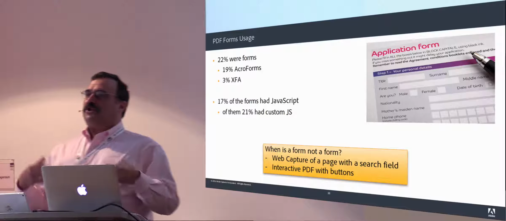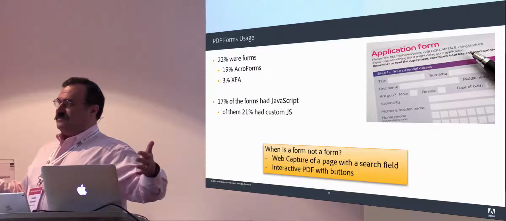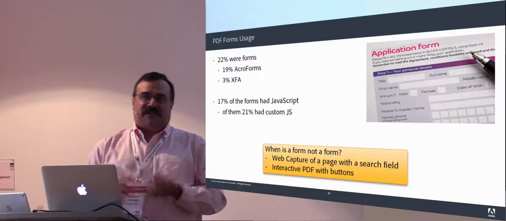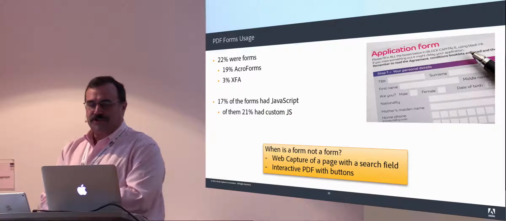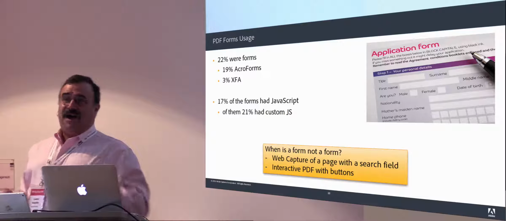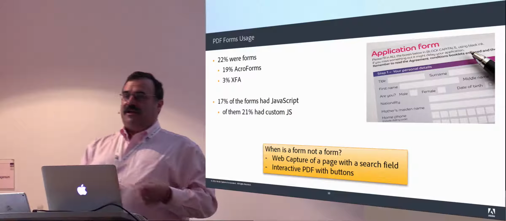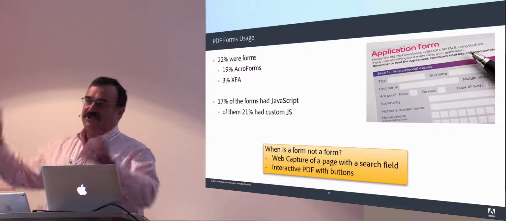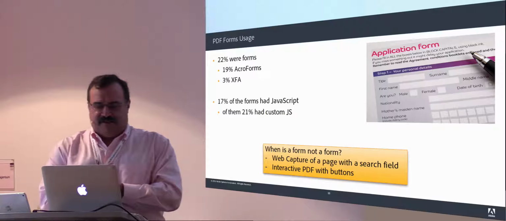We are also starting to look at what's in the form. Of the total number of forms, 17% have JavaScript. That's actually small. I was very surprised to see that only 17% had JavaScript in them. Of those 17%, we looked at what type of JavaScripts were there. 21% had something custom, meaning it wasn't just a user saying, I want this to be a number field, which generates some JavaScript. It was actually something custom in there. So, some interesting pieces of info.